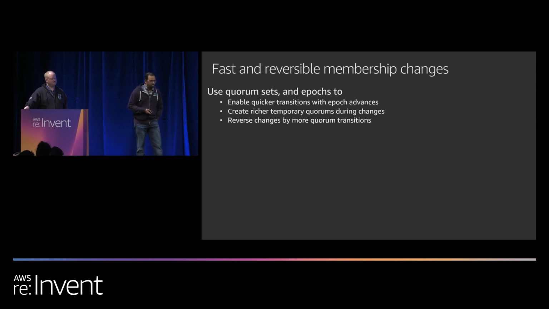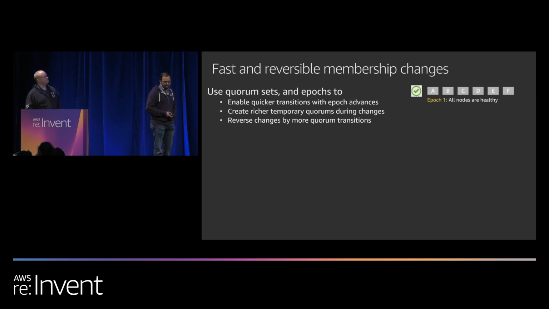So the question is, how do we do repairs? So we use quorum sets. Let me go with an example. There is a protection group. It has 6 copies, and we put that on 6 machines, A to F. And everything is good, healthy, and this membership information is given to the database node.